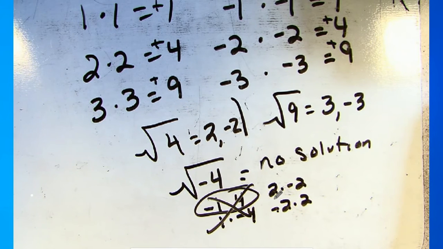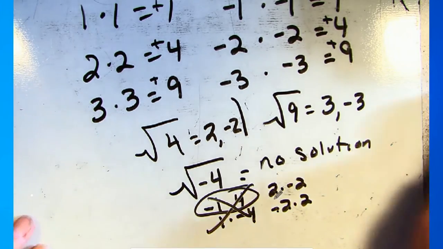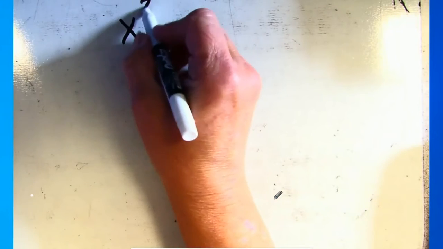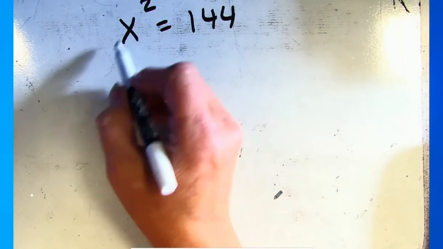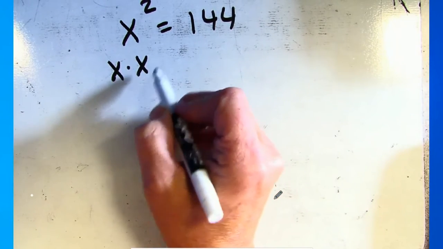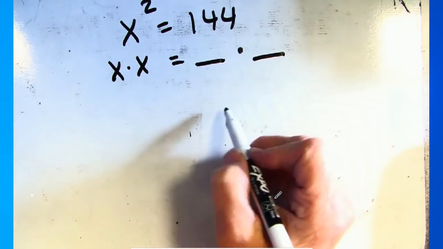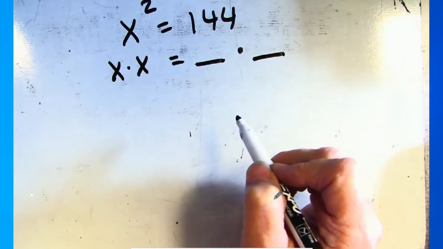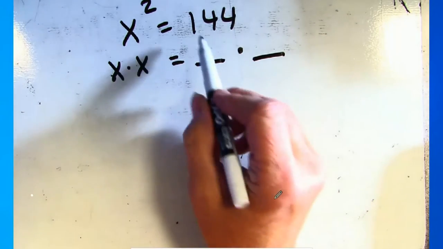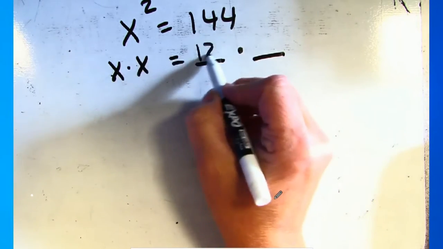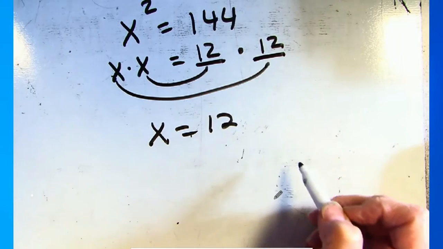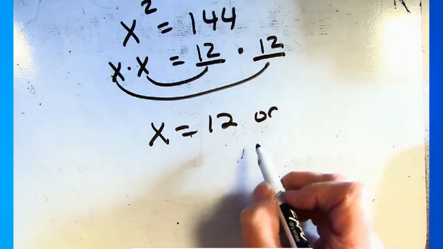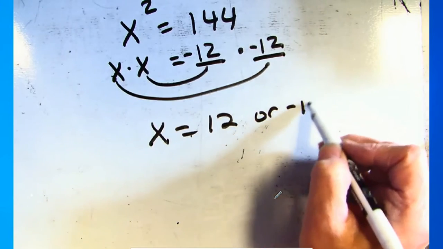Okay? Positive numbers only. Now, if I tell you that, say, x squared is equal to 144, this means x times x is equal to something times something. Whatever I put on this has to be the same thing. So x times x equals 144. 144 is 12 times 12, so each x is equal to 12. Or it could be negative 12.